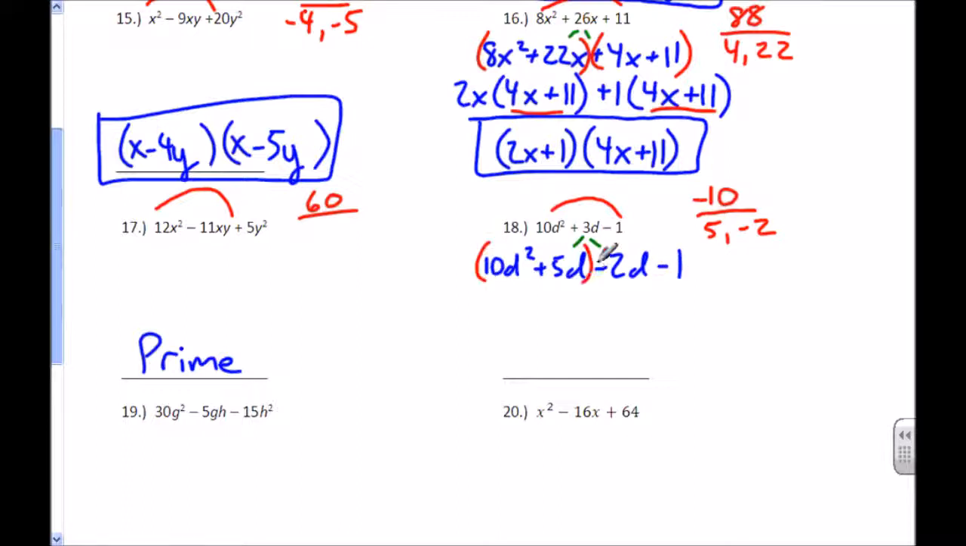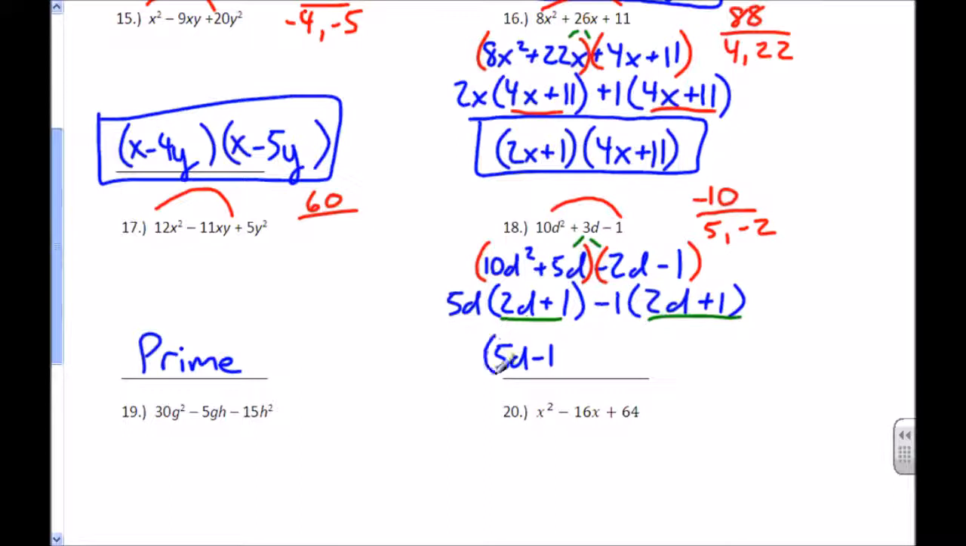I group the first two together, group the second two together. Out of the first two terms, I can factor out a 5d, which leaves me with a 2d plus 1. Out of the second two terms, I'm going to factor out a negative 1, which would leave me with a positive 2d and a plus 1. And now once again, I have the same thing in these parentheses, and that's kind of the goal of factoring by grouping. So my two factors are the 5d minus 1 and the 2d plus 1. And that's it.